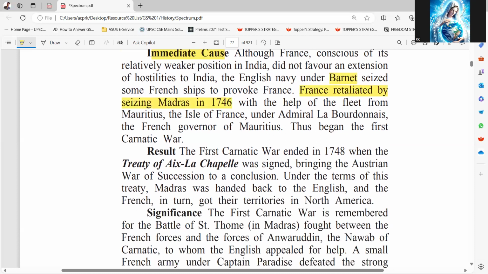Result: the First Carnatic War ended in 1748 when the Treaty of Aix-la-Chapelle was signed, bringing the Austrian War of Succession to a conclusion. Under the terms of this treaty, Madras was handed back to the English, and the French in turn got their territories in North America.